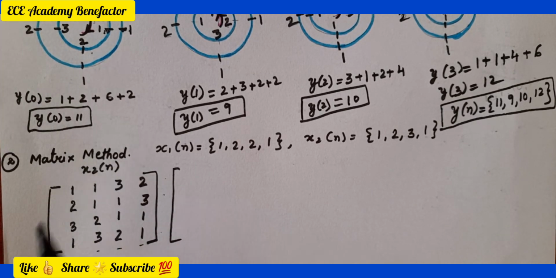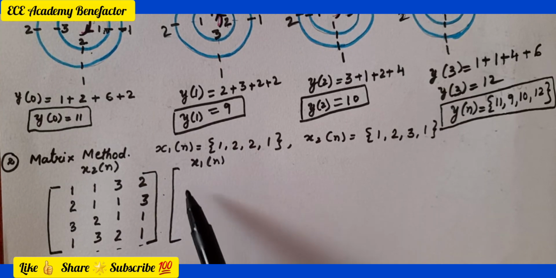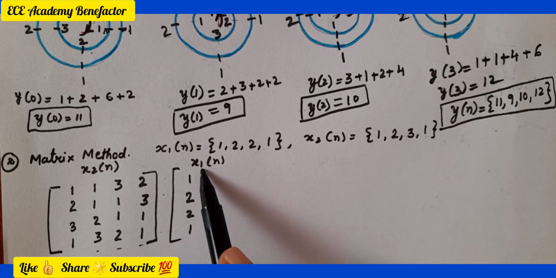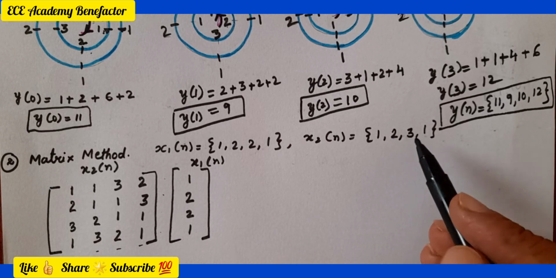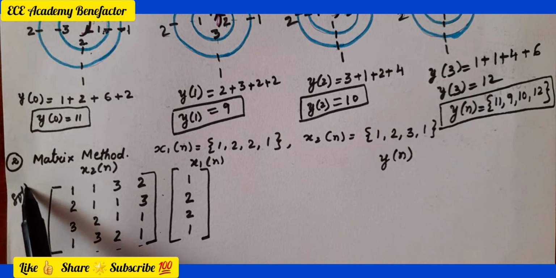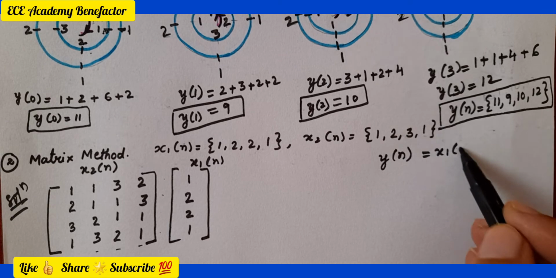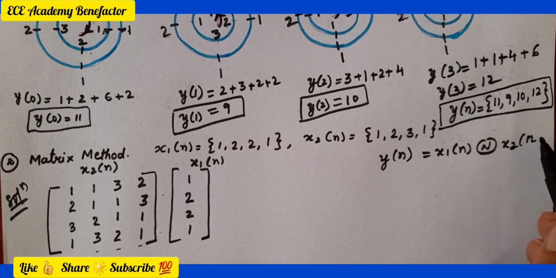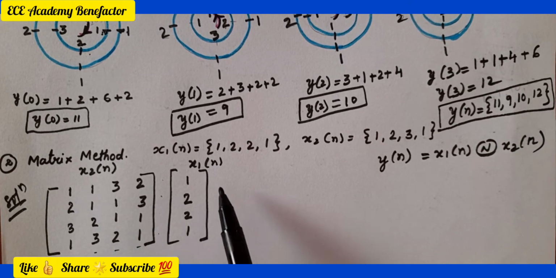Now write x1 of n. x1 of n is what? 1, 2, 2, 1. What is y of n? Y of n is equal to x1 of n circularly convolved with x2 of n. Okay, so now solve the matrix.